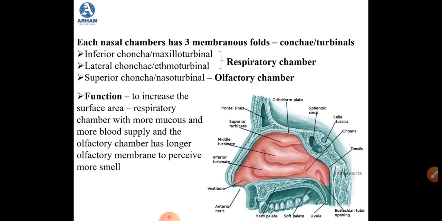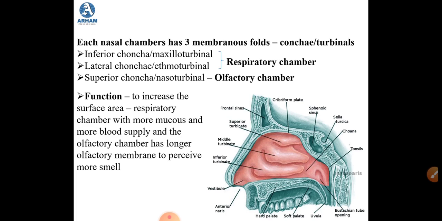There is the inferior concha, which is also known as maxilloturbinal. Then there is the lateral concha, which is also known as ethmoturbinal, and there is the superior concha, which is also known as nasoturbinal. Now out of these three conchas, the inferior and the lateral one lie in the respiratory chamber, whereas the superior concha lies in the olfactory chamber.